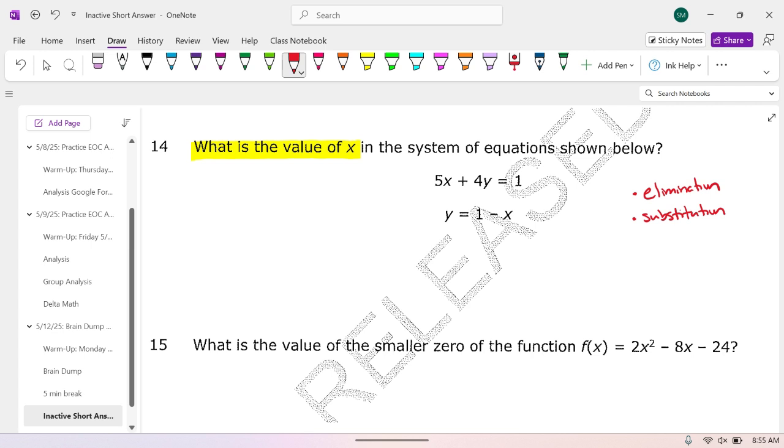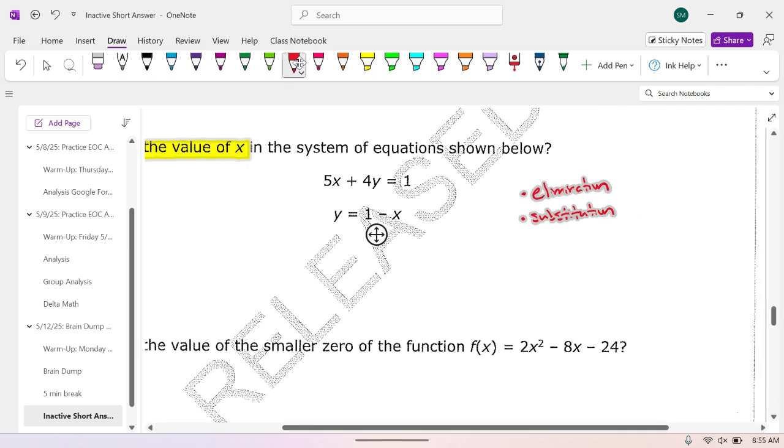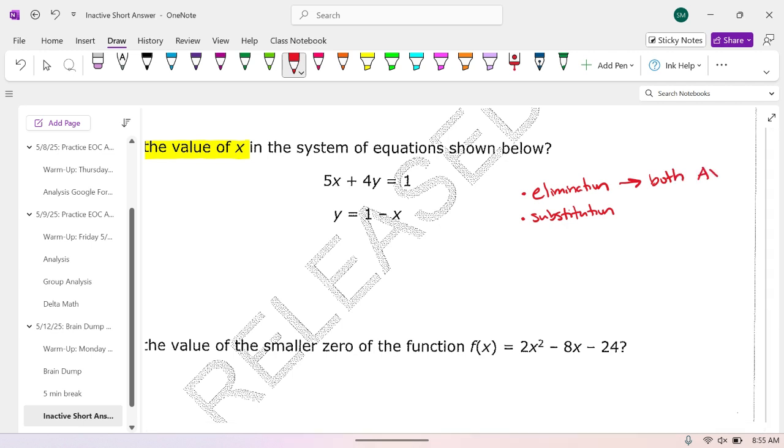So remember, when we talk about elimination, that means we have both equations in the form ax plus by equals c. Substitution is when we have one that is either y equals or x equals. So one of our equations is either y equals or x equals. So which do you think we're going to use?